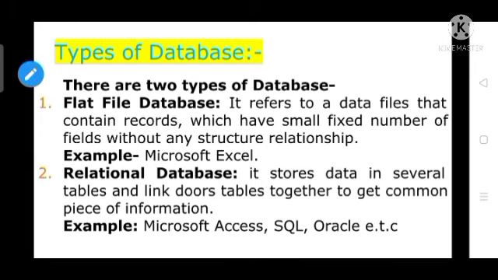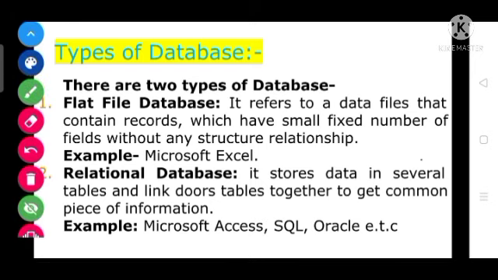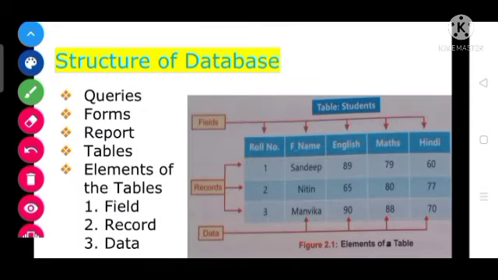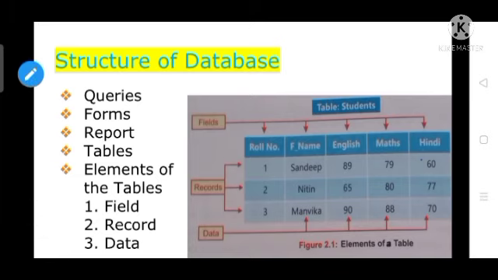Okay students, now I am going to discuss the next topic of this chapter, and that is the structure of database. I am going to explain each and every part of this database. Structure of database means there are multiple topics related to database, such as query, form, reports, table, and elements of a table: field, record, and data. I am going to explain each and every component of the database. First one is query.